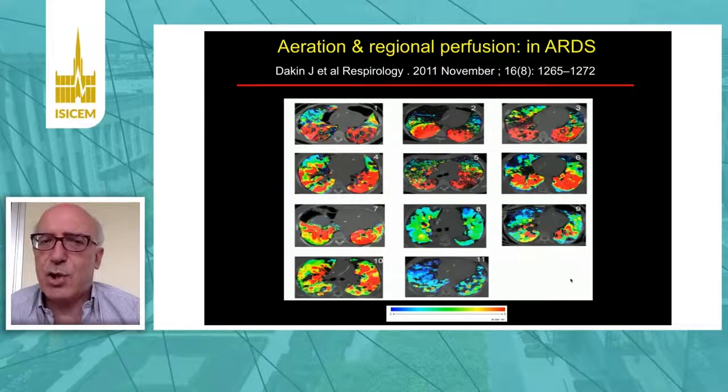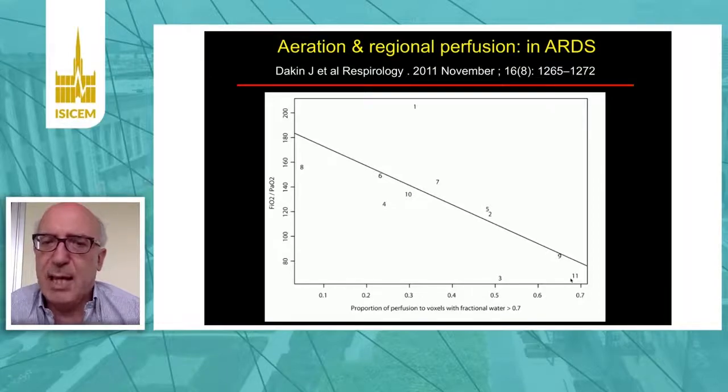In ARDS, as shown here in different colors, regional perfusion is mainly distributed in the dependent lung region where consolidated or atelectatic regions are present. Here you can see different images in an ARDS patient mechanically ventilated, and red indicates higher perfusion and blue less perfusion. You see that the majority of patients present higher perfusion in the dependent part of the lung, explaining a higher amount of shunt. And in fact, the PaO2/FiO2 ratio is associated with the proportion of perfusion of voxels with a fractional water higher than 0.7.